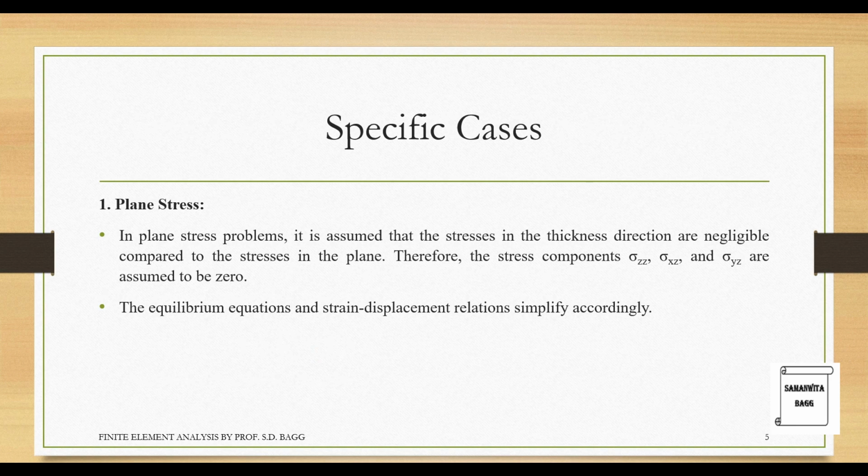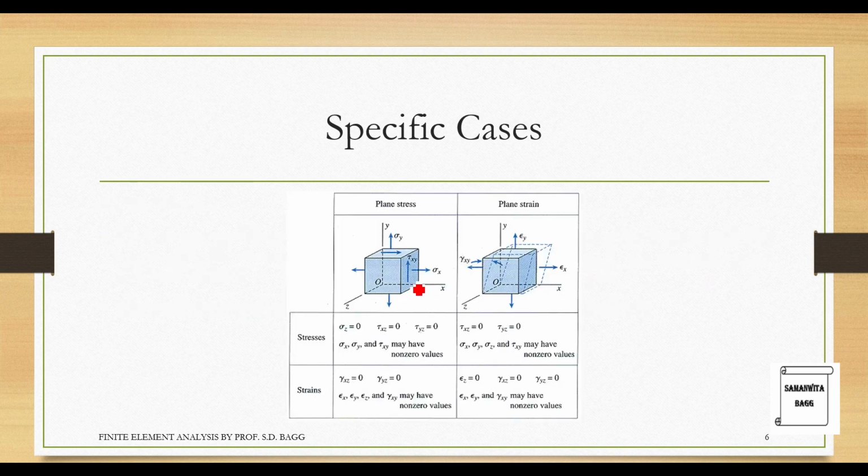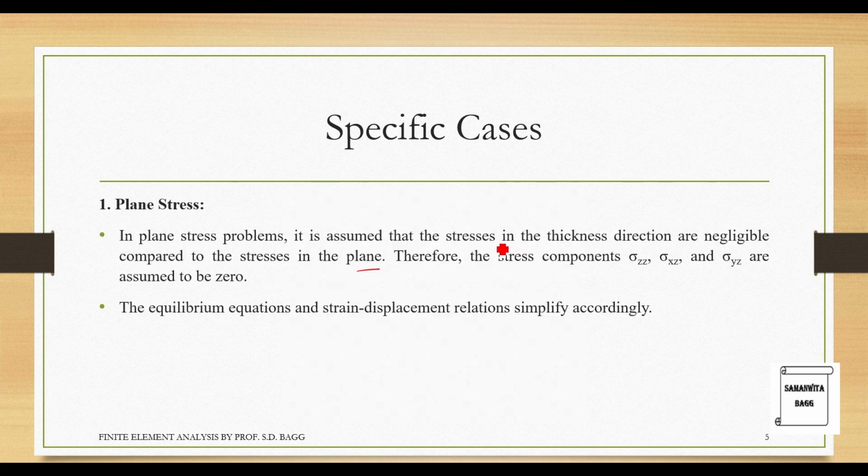Now we'll talk about certain specific cases, when the case is of plane stress. In plane stress problem, it is assumed that the stresses in the thickness direction are negligible compared to the stresses in the plane, that is along x, y and z axis. That is the meaning of plane. Therefore, the stress components sigma zz, sigma xz and sigma yz are assumed to be 0. So if you see this diagram, Z is nothing but the thickness of the body. So along this direction, we will assume the stresses to be 0. The equilibrium equations and strain displacement relations simplify accordingly.